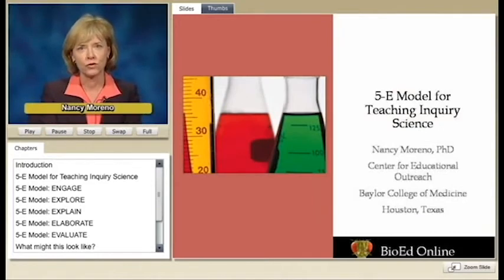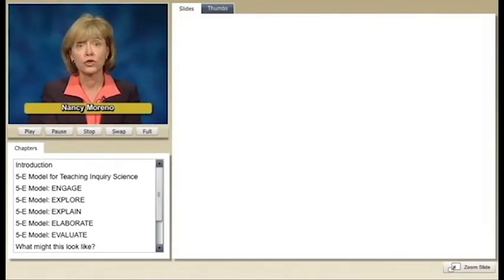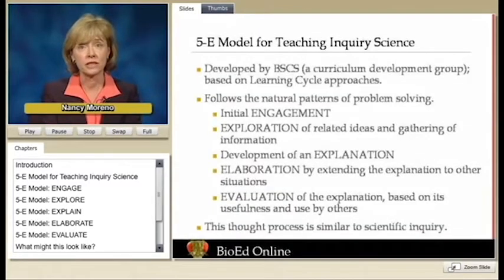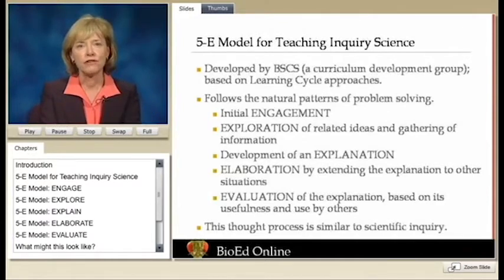A very approachable model for teaching inquiry science is the 5E model. This approach was developed and refined by BSCS in Colorado, and it's based on a number of different learning cycle approaches. The nice thing about using the 5E model is that it follows the natural way that we solve problems in everyday life.